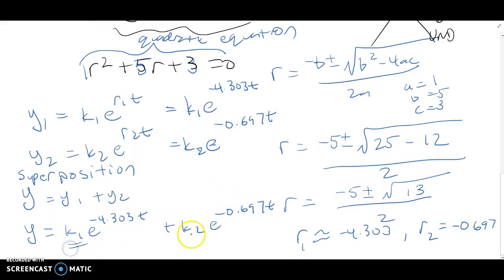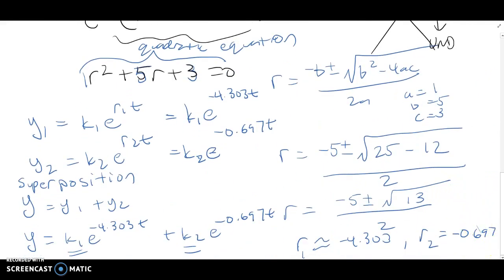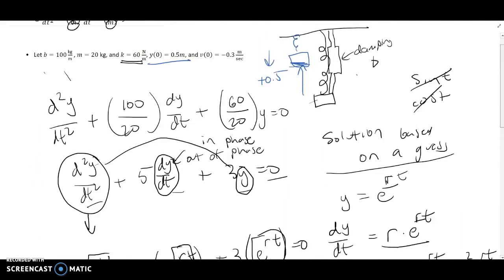Now, these two arbitrary constants are going to be used to satisfy the initial conditions, which are up here. I want to have an initial displacement of 0.5 meters. That's going to be a stretch of 0.5 meters, so the spring is compressed, but where's it moving? It's moving in the negative direction, which means it's actually moving downwards at a rate of negative 0.3 meters per second. So when I visualize the solution, I should be able to see that. So I have 0.5 and negative 0.3.